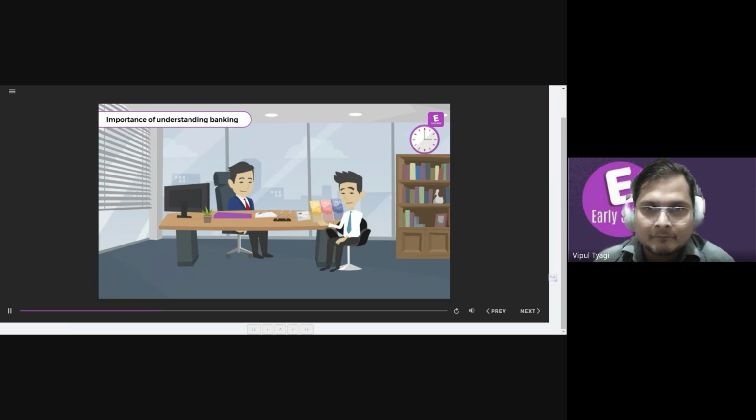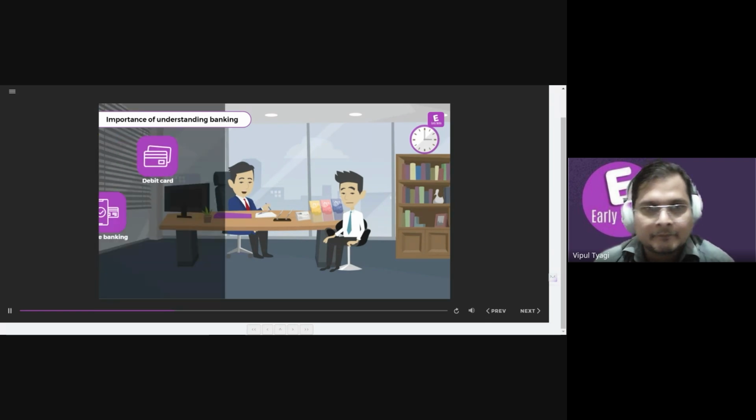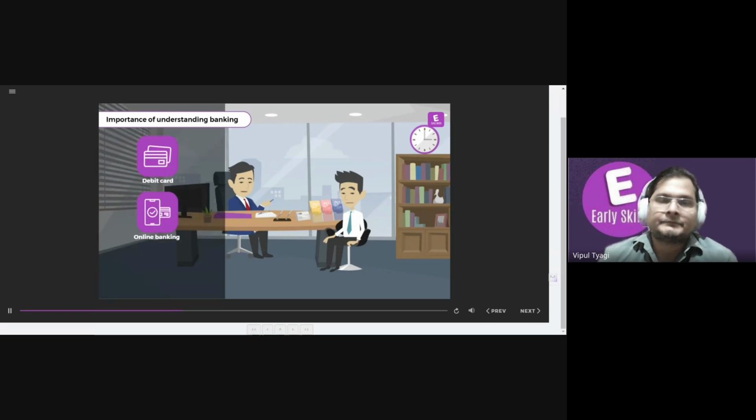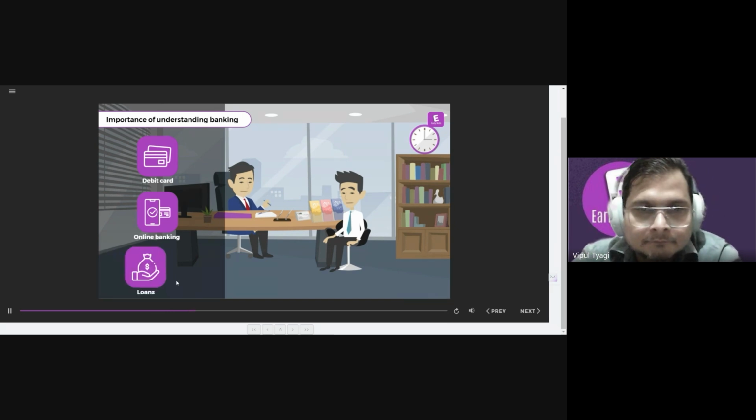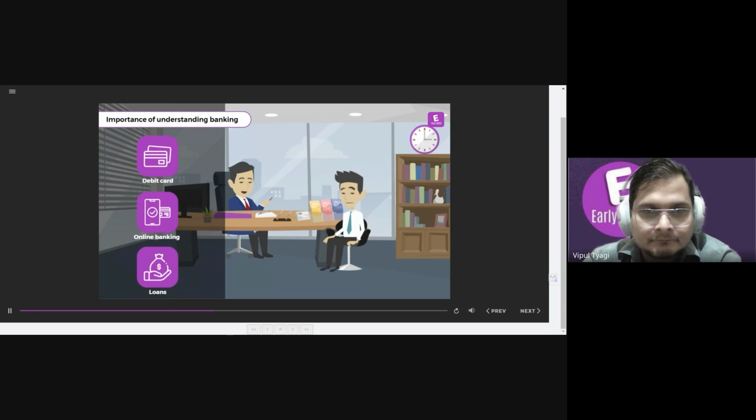Like what kind of services? Think of it this way: banks offer tools like debit cards and online banking that allow you to conveniently make transactions and manage your money. Beyond that, they provide loans for things like education, homes, or cars, making big purchases possible without needing all the money upfront. Got it.